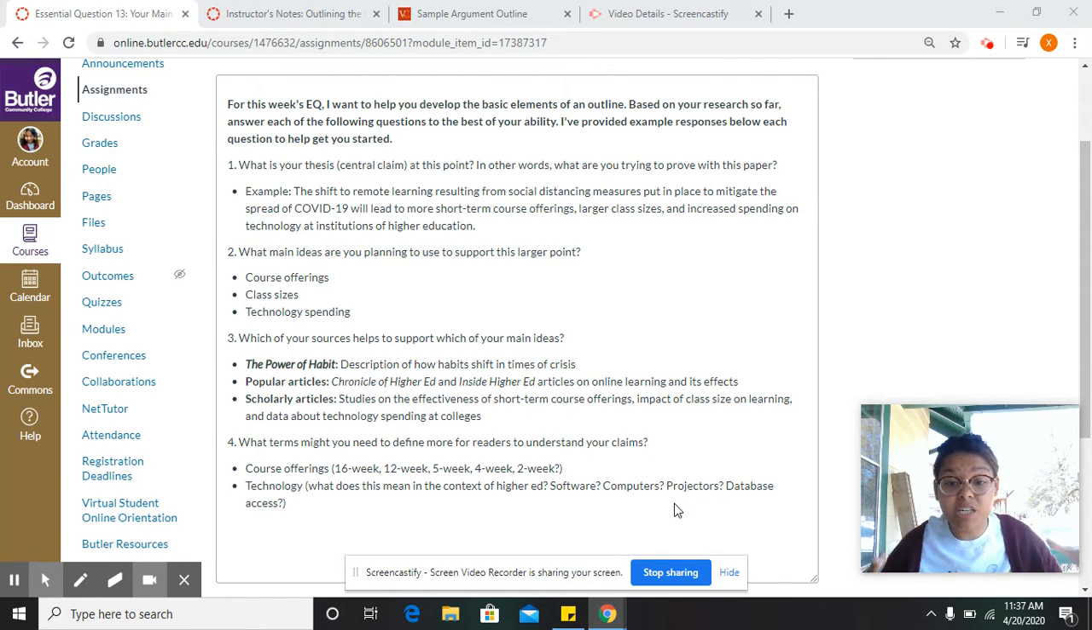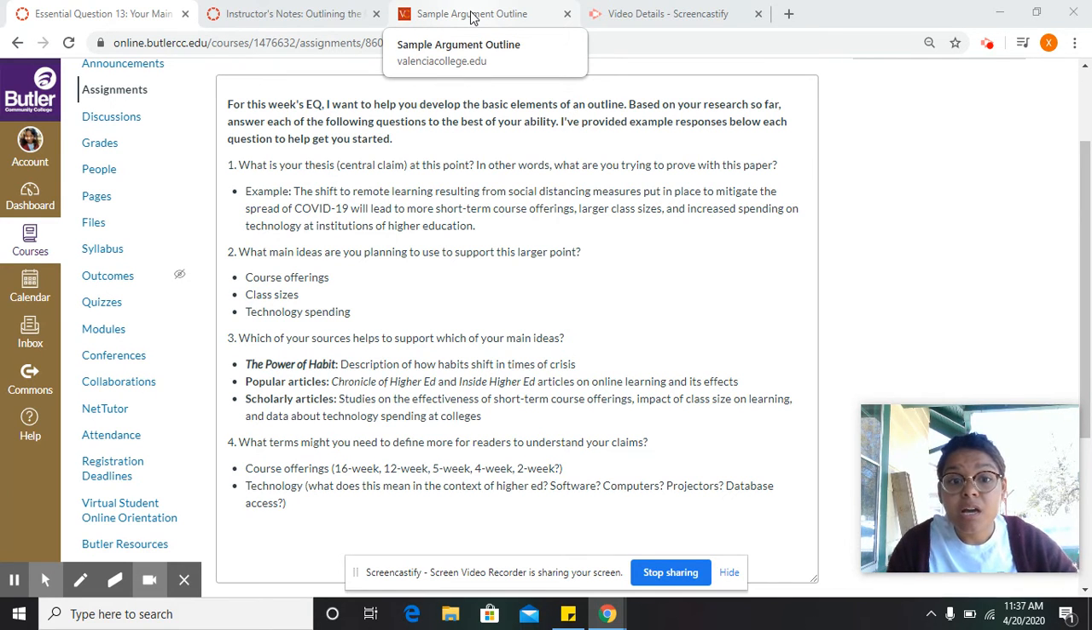Or if you haven't finished engaging with all of your sources, because you should really let the research guide your perspective rather than it being the other way around. Okay, so once you've got a thesis, again, my thesis would be that remote learning is going to lead to these three changes: more short-term courses, larger class sizes, greater spending on technology.